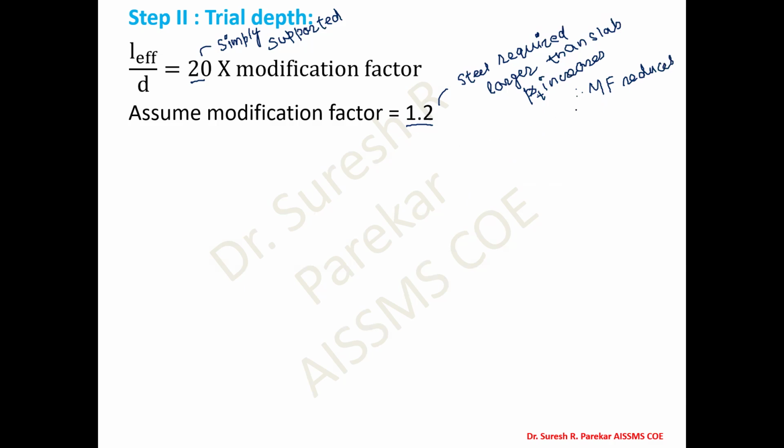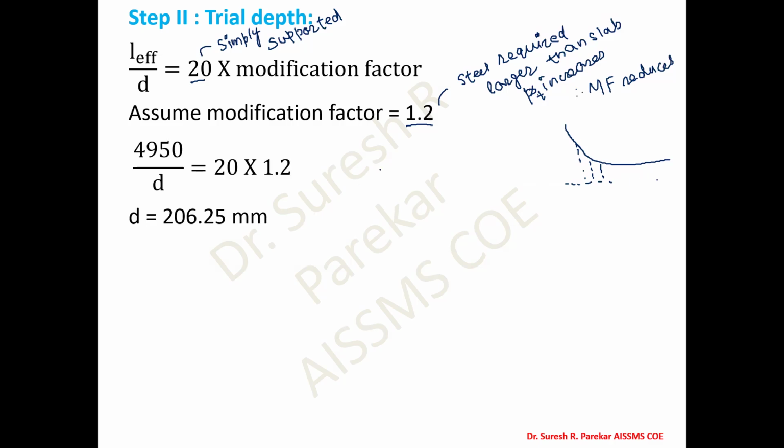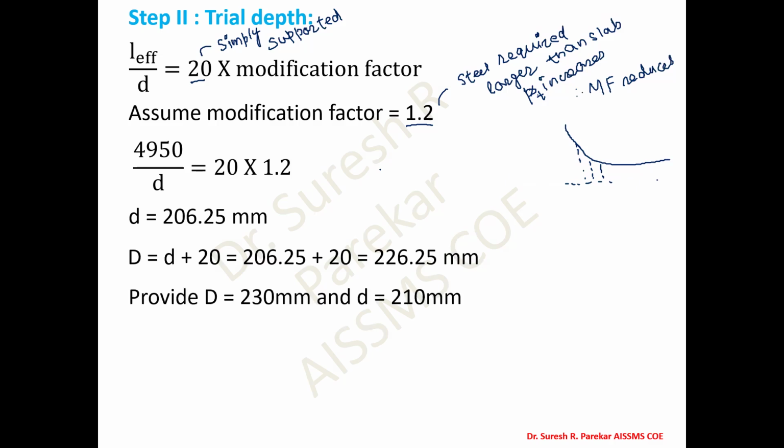Then my modification factor decreases because we are in this mesh. And if my percentage increases on this side, automatically my modification factor also decreases as percentage increases. Then we have value of d as 206.25. Then we will add effective cover 20 in this, so 226.25 millimeter, we will provide 230 millimeters. And then we have effective depth 210 millimeters.